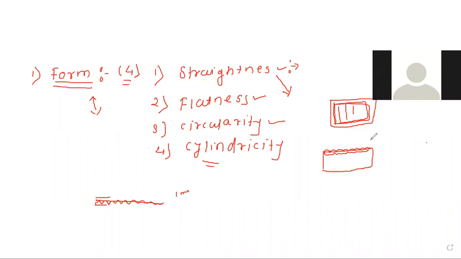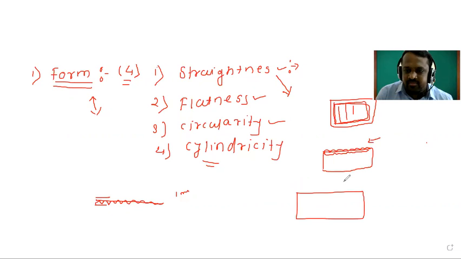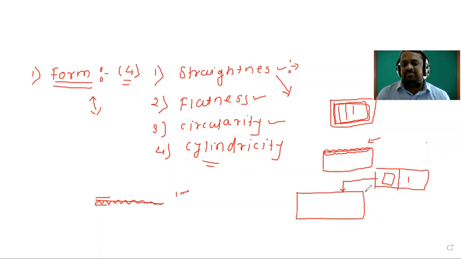Yes, sir. Okay. And that variation should be within tolerance. Suppose they have given like this. See, this is the symbol for the flatness. So this is the symbol for the flatness. Okay, one. Then what is the meaning of this? The flatness of that surface is required within 1 mm. Within 1 mm means what?